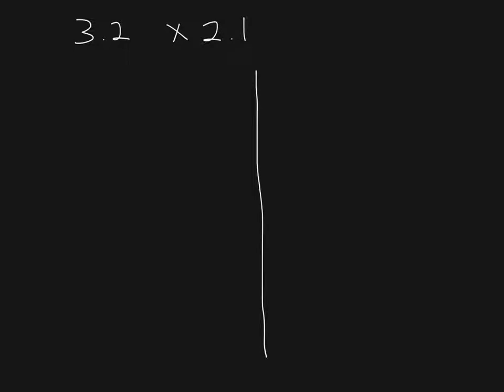Let's start off by multiplying 3 2/10 by 2 1/10. And before we do anything, we're going to estimate what the product would be. And I know that 3 2/10 is pretty close to 3, and 2 1/10 is pretty close to 2. So I'm going to say that my answer should be around 6.